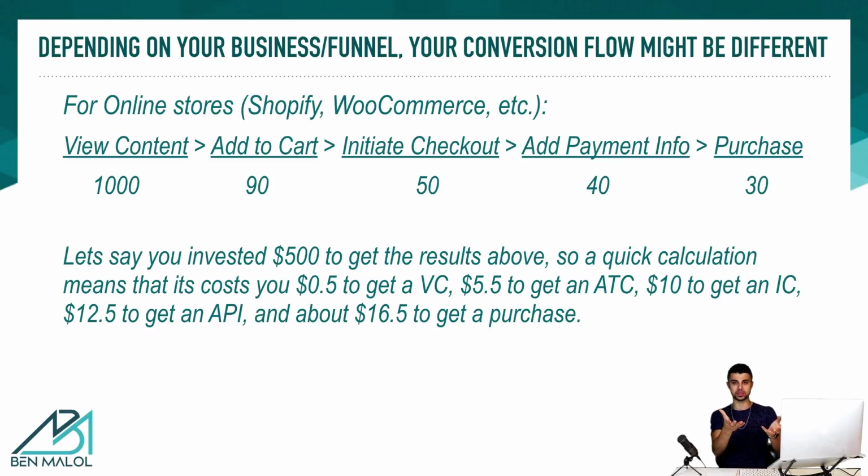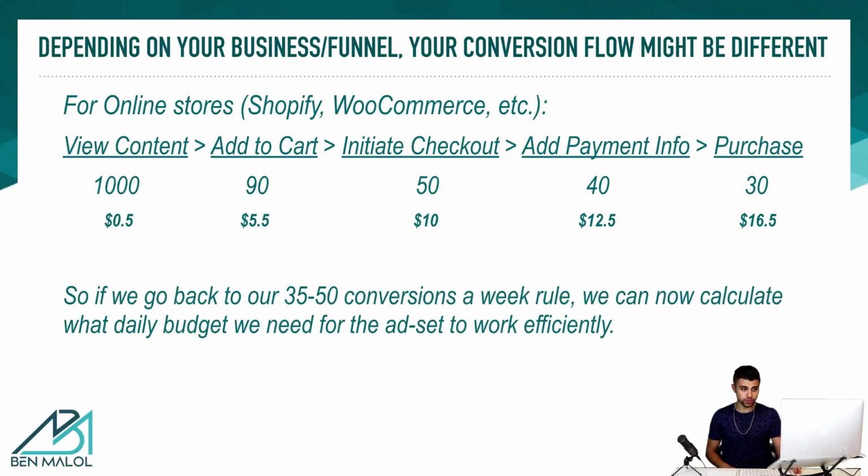Okay, those are the numbers that we paid for each one of these events, right? So again, we put $500. This is the results that we got. This is how much we're paying for each one of these events. So if we go back to our 35 to 50 conversions a week rule, we can now calculate what daily budget we need for the ad set to really work efficiently. Again, an ad set needs about 35 to 50 conversions a week on whatever you're optimizing for to work efficiently.